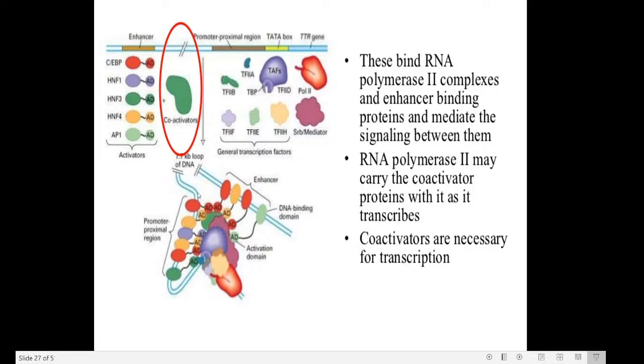Here you can see this image. This is the co-activator bound with the activators. This whole complex has an enhancer, DNA binding domain, and the promoter region. It's all in one particular DNA loop, the particular region having all those things.